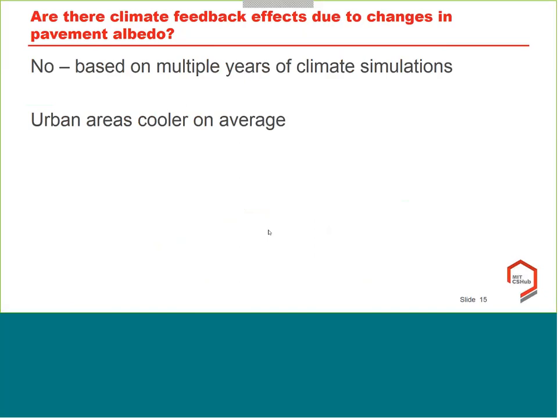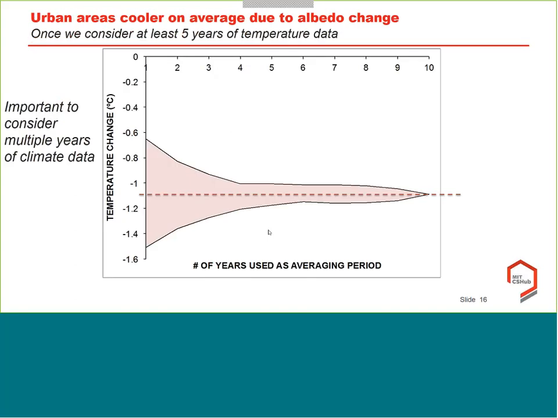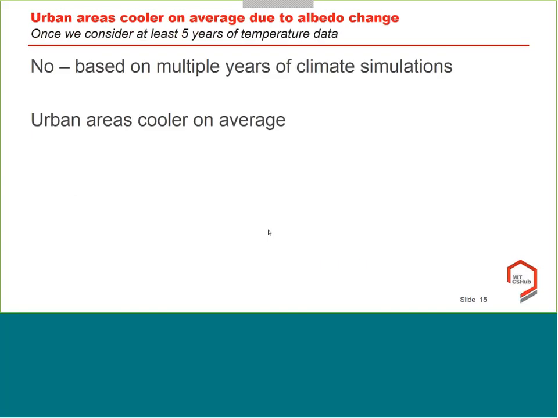All right, so coming back to our research question, are there climate feedback effects due to changes in pavement albedo in the urban areas? At least the short answer for the years that we looked at is no, but you have to look at multiple years of climate simulations. The other thing that we confirmed is what we would expect from the physics, right? The urban areas are cooler on average, and what we saw was about a degree Celsius.